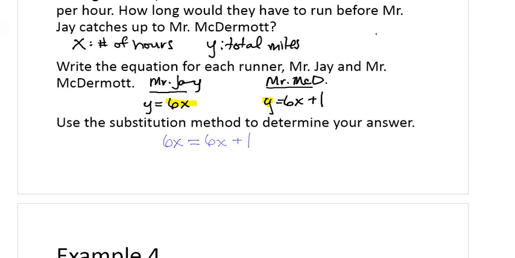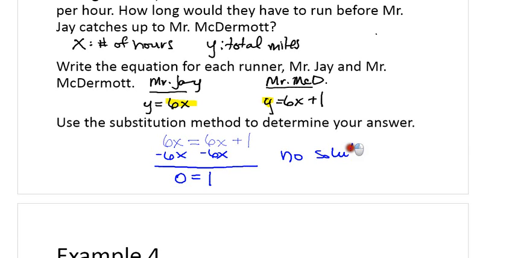Now if I try to solve this for x, I see that I just have the x variable here. I'm going to subtract 6x from both sides. And here I come down and 0 equals 1. Wait a second, we know that 0 doesn't actually equal 1. Well, what we've done here is we've actually eliminated the variable term. So in this case, this is a no solution.